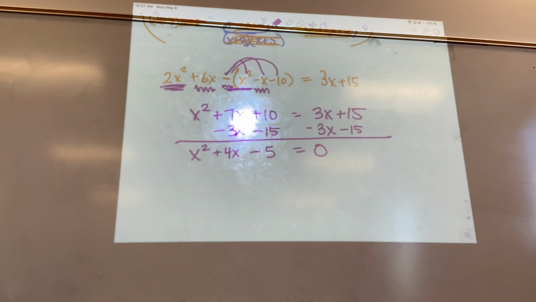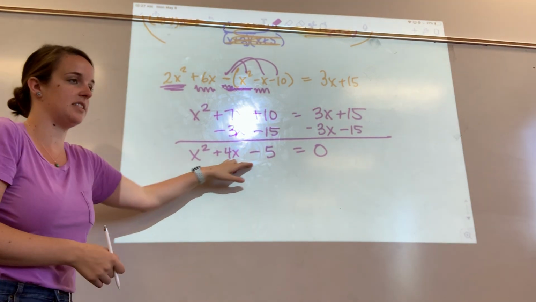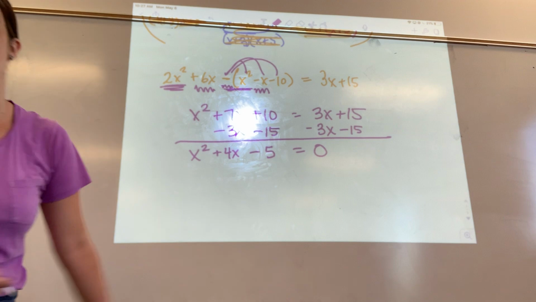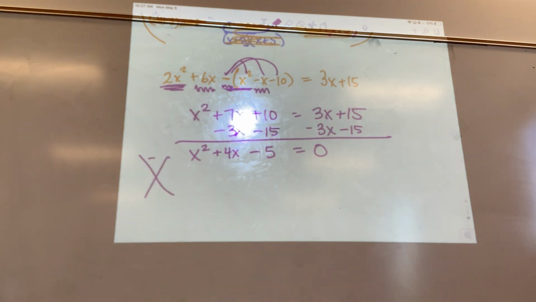And then now that I have this, can I still x factor this? Yes. Okay. So I'd have negative 5 and positive 4. What would that x factor into? Minus 1, positive 5. Does that work? Okay. So x minus 1, x plus 5 equals 0, right?